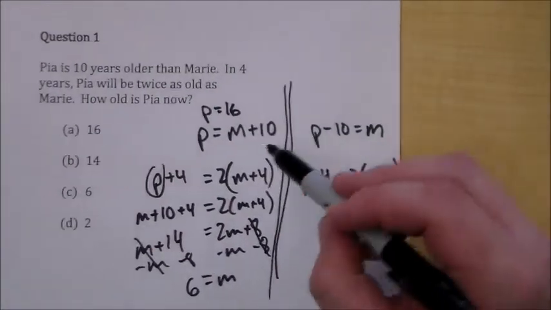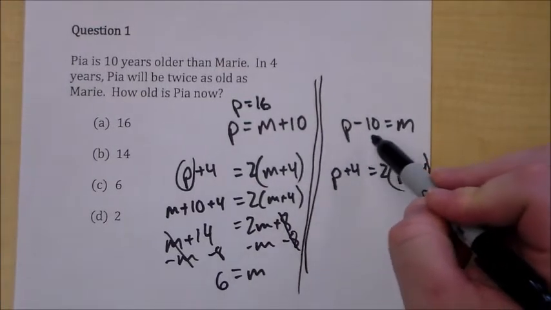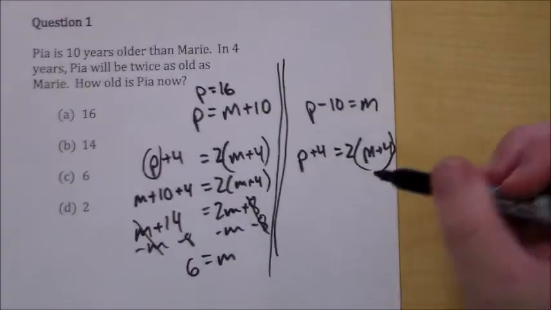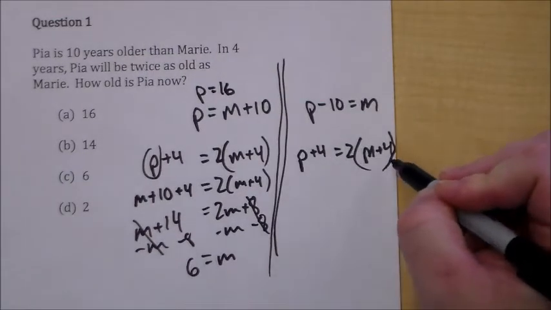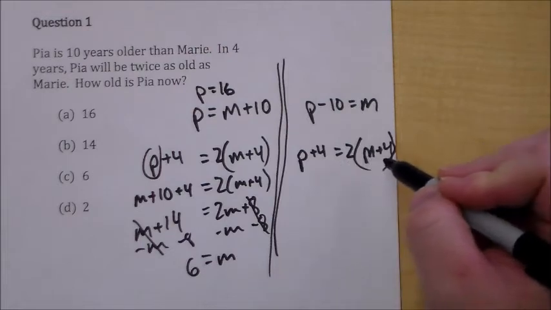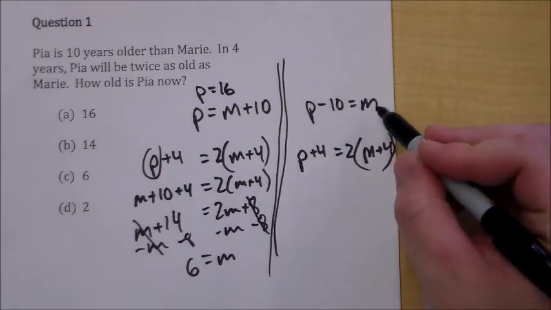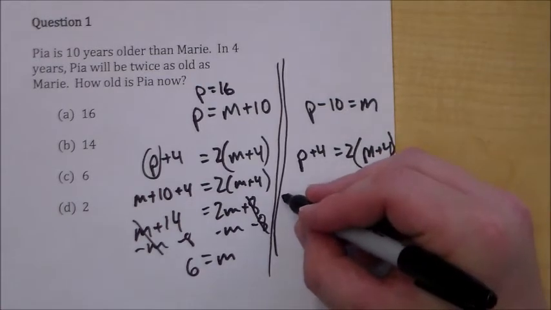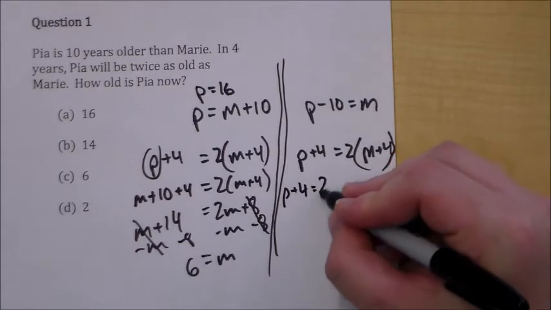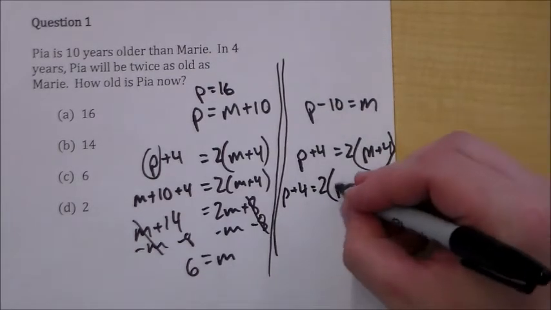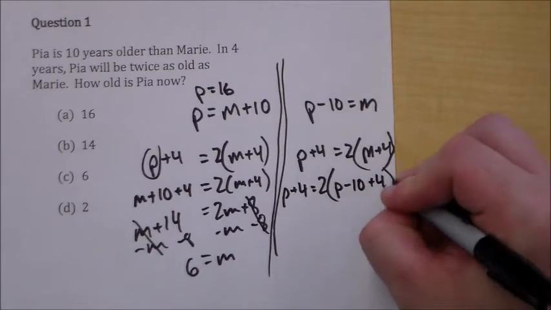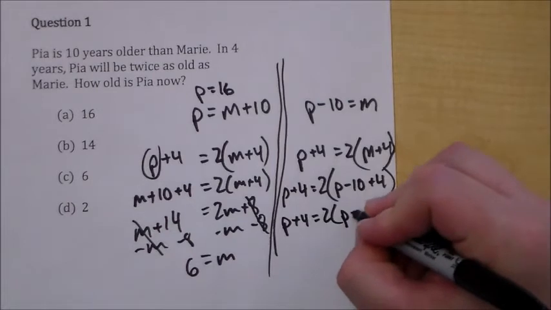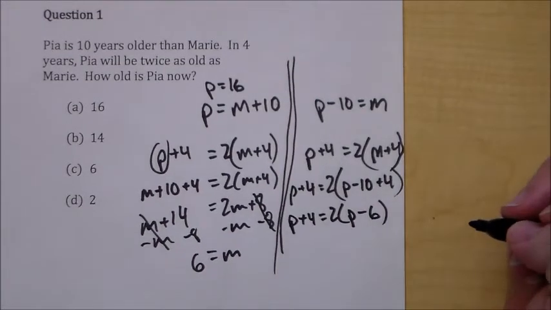All right, so if you said, instead of P equals M plus 10, if you said P minus 10 equals M, because Pia is 10 years older than Marie, can be written either way, right? So now you have P plus 4 equals 2 times M plus 4, because in 4 years, Pia is going to be twice as old as Marie. Just substitute again. Here we can substitute for M, right? We can say M equals P minus 10, so we can say P plus 4 equals 2 times P minus 10 plus 4. So we're going to go P plus 4 equals 2 times P minus 6, right? Because minus 10 plus 4 is minus 6.